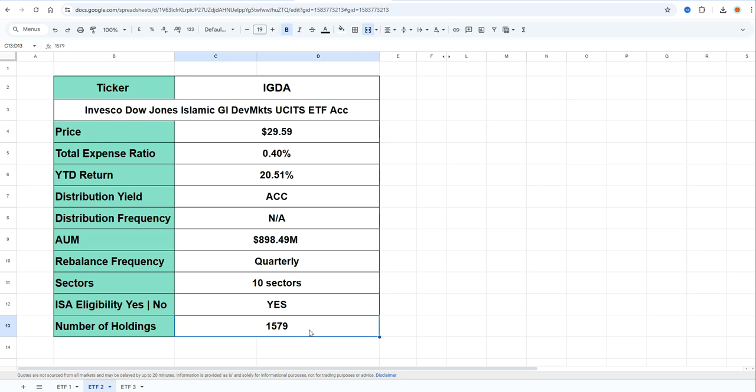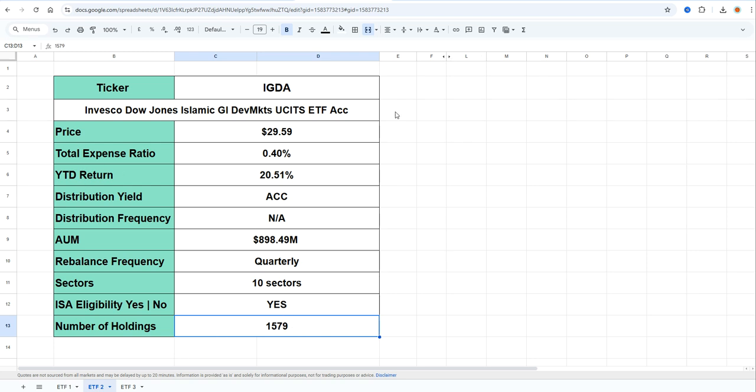1,579. So what I did was I downloaded the actual spreadsheet from their website, and I used a formula to figure out how many, because I couldn't figure out where that information was on their website. So this could be slightly wrong, because sometimes when you download the spreadsheets, it includes different currencies, cash, or whatever. So there might be 5 or 10 different numbers, but give or take, that's the correct number.